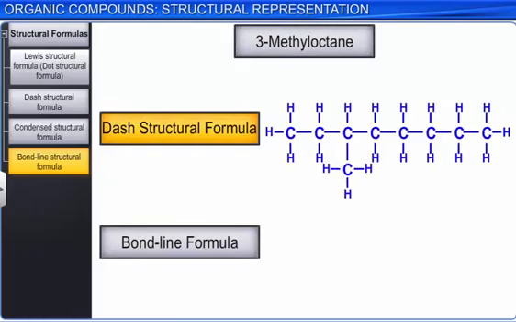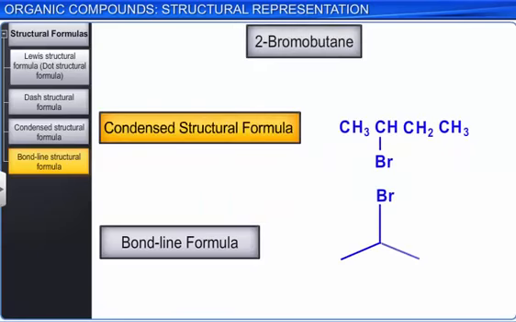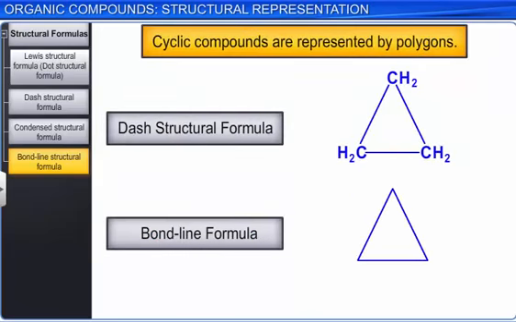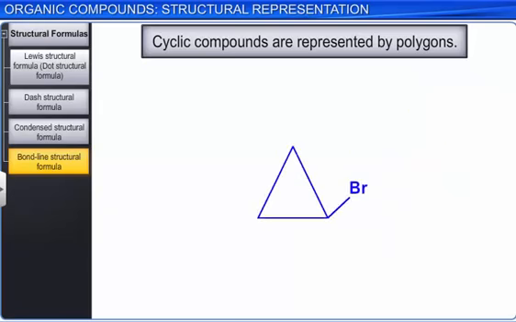Let's consider the dash structural formula of 3-methyl octane. Now, let us represent the bond line structural formula for this as shown here. Here is the condensed structural formula and the bond line structural formula for 2-bromobutane. Cyclic compounds are represented by polygons. In a polygon, the corners represent a carbon atom and the sides represent a carbon-carbon bond. Symbols of atoms other than carbon and hydrogen are shown on the structure.